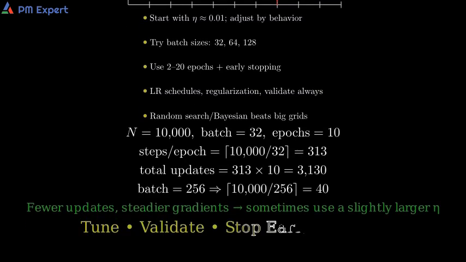That's the essence of hyperparameters. Learning rate, batch size, and epochs are your core levers. Tune them thoughtfully, monitor validation performance, and stop early to avoid overfitting.